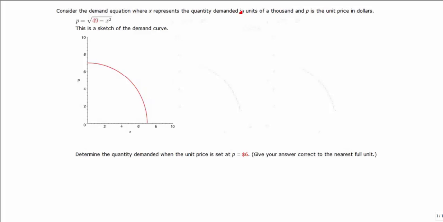The key here is to keep in mind that as you're working through the problem, when we get to the end, you want to remember that this is given in units of 1,000. So when it says the nearest full unit, we need to be careful about what that means when we are rounding.